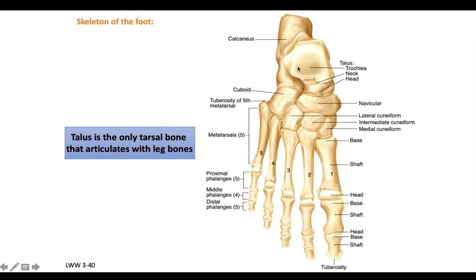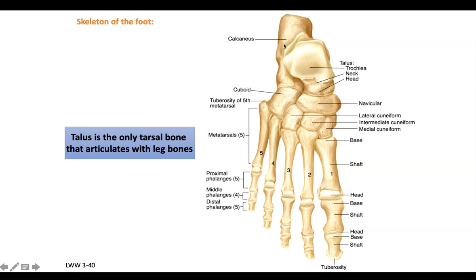The tibia and fibula articulate with the superior articular surface of the talus. Talus is one of the tarsal bones. The bones of the foot include the 7 tarsal bones, 5 metatarsal bones, and 14 phalanges. The 7 tarsal bones include the talus, which has a superior articular surface called the trochlea. Talus has a head and neck, and it is the only tarsal bone which articulates with the tibia and fibula and forms the ankle joint.